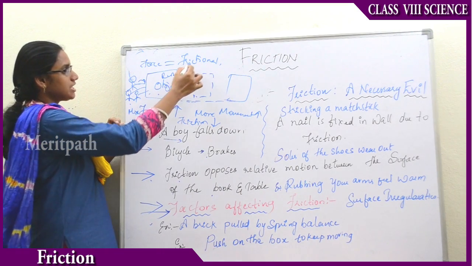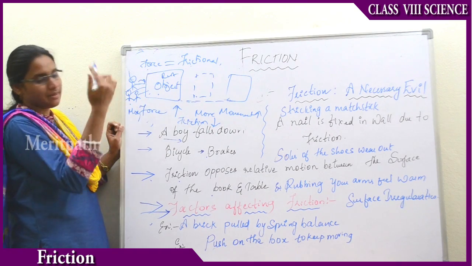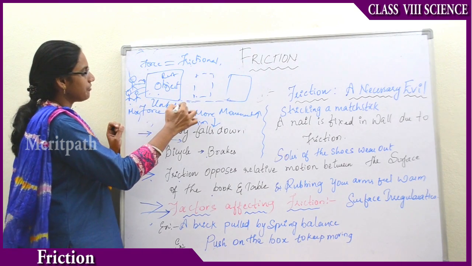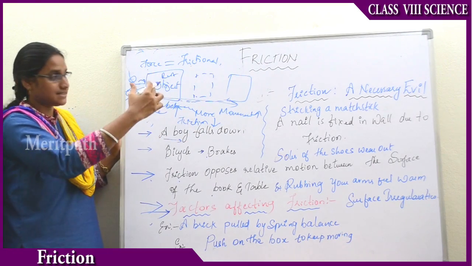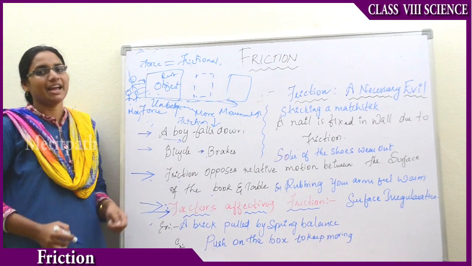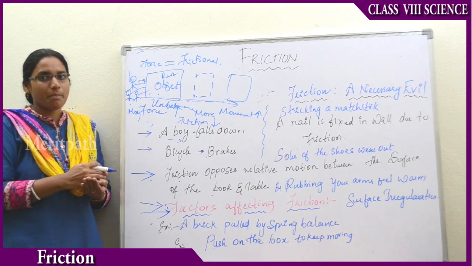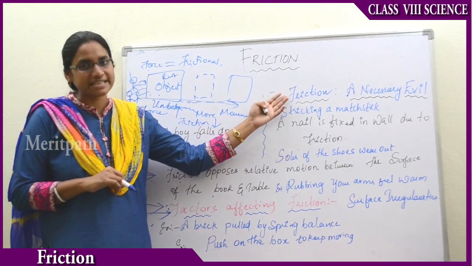So the frictional force and this force, which were in a balanced condition, will become unbalanced, and therefore this object moves very fast to some longer distance. So by this we can say that the factors affecting friction can be made low by applying more force. Now let us see one more term, that is friction, a necessary evil.